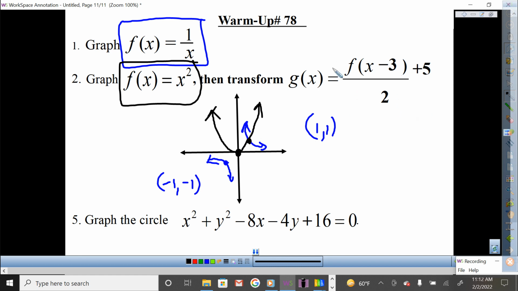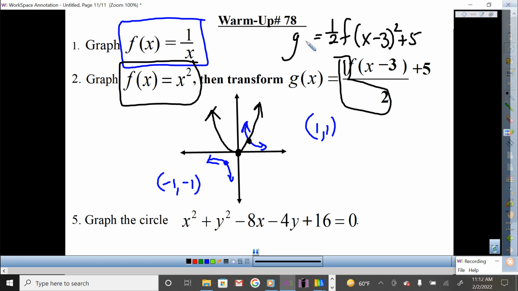And then we needed to transform this, so we put a 1 there, we get this fraction out of the way, so it's 1/2 f of (x minus 3) squared plus 5, and all that equals g of x. So, we know this goes to the right 3 steps and up 5 steps, yes? Okay. So, what does this do to the original parabola? Talk it over with your neighbor before I call on Sky.